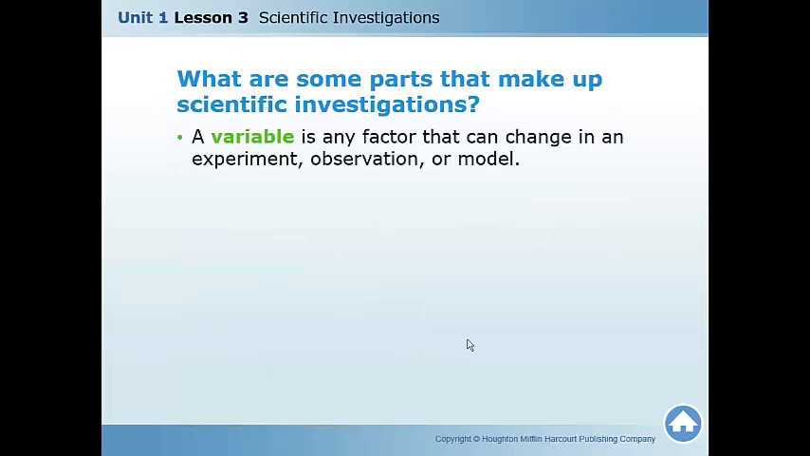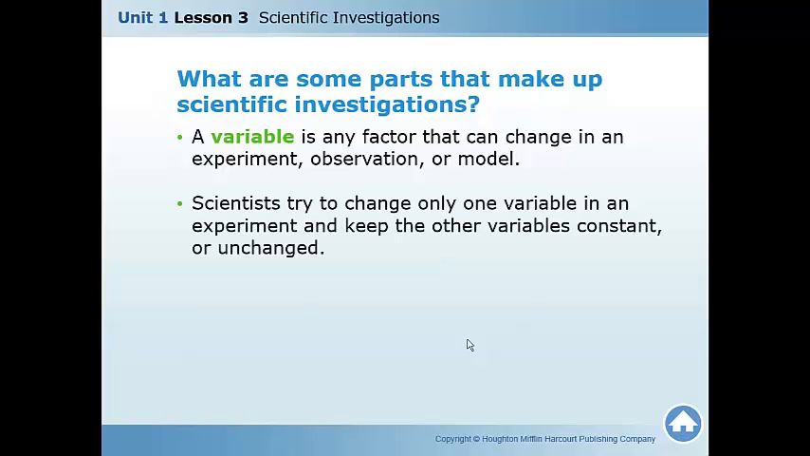A variable is another part of a scientific investigation. It's any factor that can change in an experiment, an observation, or a model. Scientists try to change only one variable in an experiment and keep all other variables constant or unchanged. We talked about this earlier too.